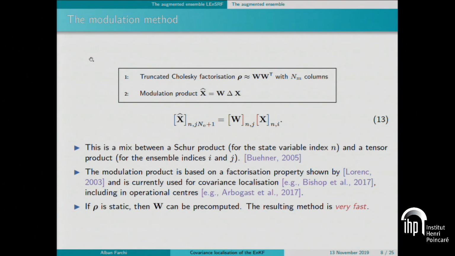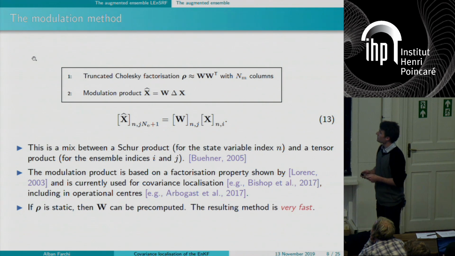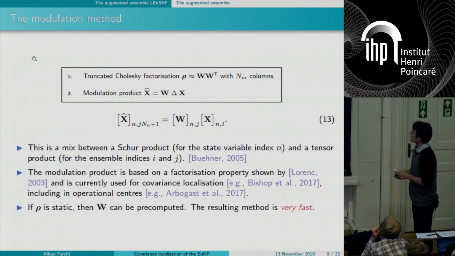So the modulation method is based on a prior Cholesky factorization of the localization matrix here. And then you just have to compute a modulation product between the Cholesky factor and the ensemble anomalies. The modulation product is defined element-wise by this equation. And as you can see, it is a mix between a Schur product for the state variable index n and a tensor product for the ensemble or mode indices i and j.